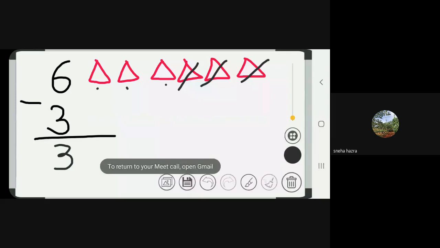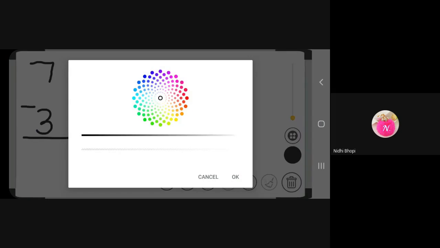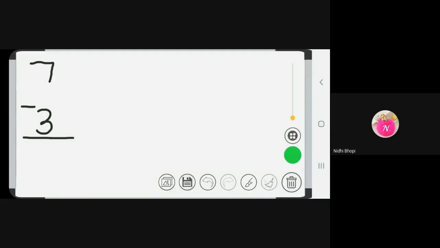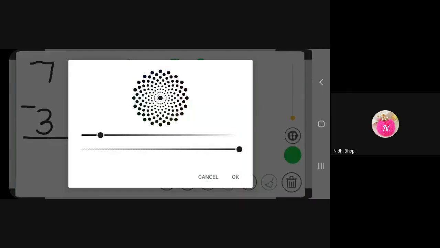Some more examples we will solve over here. As an example, solve 7 subtract less 3. For that, we will draw some objects. We will draw oval shapes: 1, 2, 3, 4, 5, 6, 7. From that 7 oval shapes, we will cut 3.